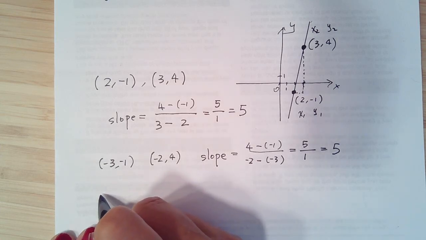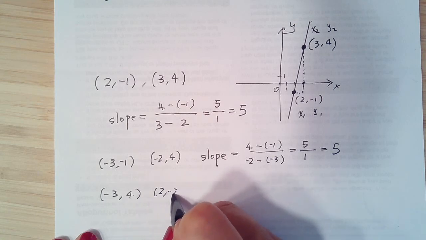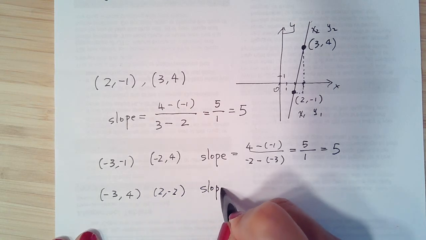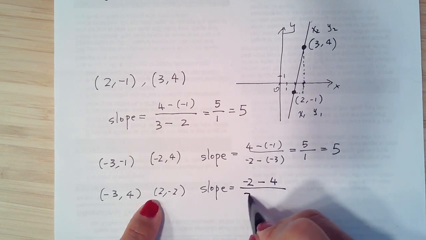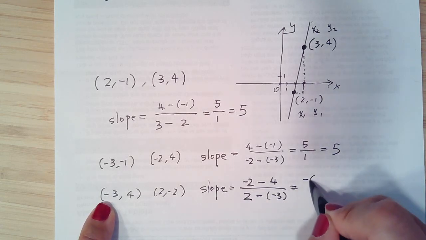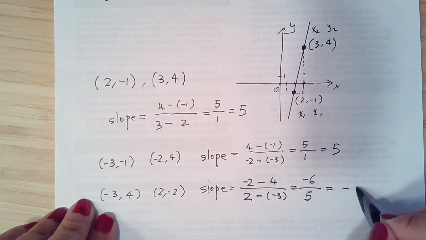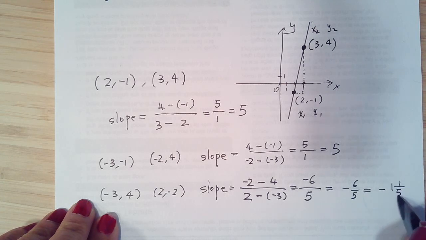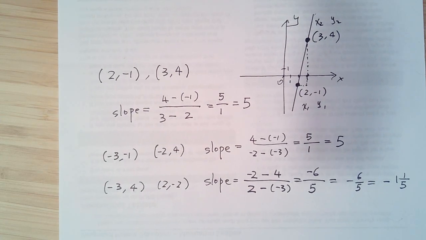So more exercises. Let's just quickly do that. (-3, 4) to (2, -2). Slope will be -2 minus 4, denominator is 2 minus -3. So -2 minus 4, which is -6, 2 minus -3, which means 2 plus 3, so that's 5. So that's your answer. Or you can just say it's -6/5, or you can write -1 1/5. It doesn't matter which one because I'm pretty flexible with this. So, all right. So that is this one.